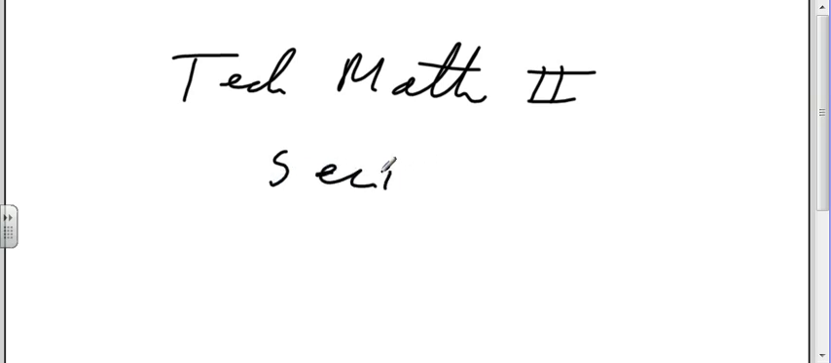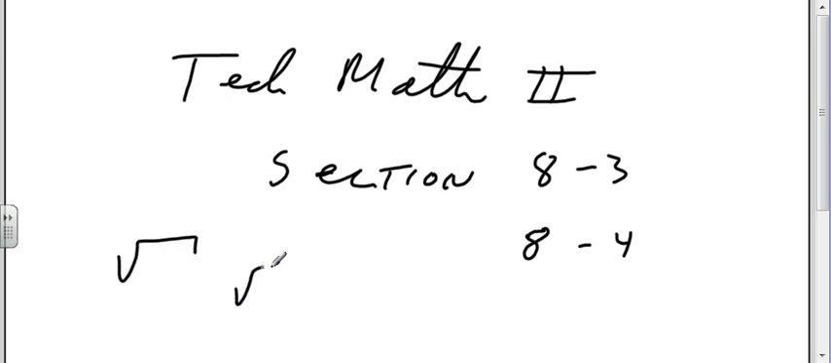This is Tech Math 2. And we're in section 8.3 and 8.4 today, which have to do with simplifying radicals. So we're going to take square roots and cube roots and fourth roots and simplify them to be simpler than what they are.